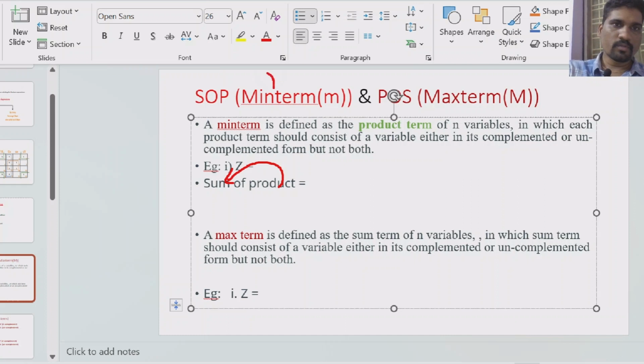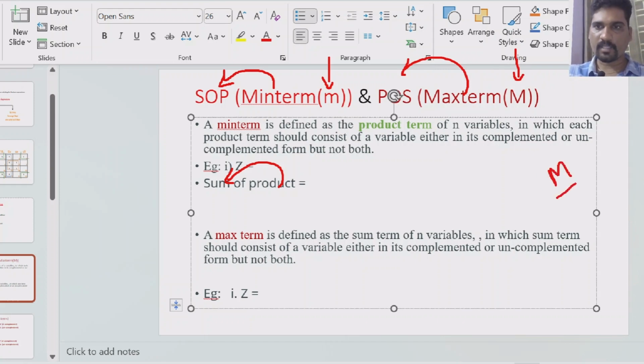In SOP we use the minterms, in POS we use the maxterm value. Remember that minterms are represented by the notation small m, and maxterms are represented by capital M. Whenever you see an expression in terms of capital M, this is nothing but the maxterm value. If it is small m, it is the minterm value.